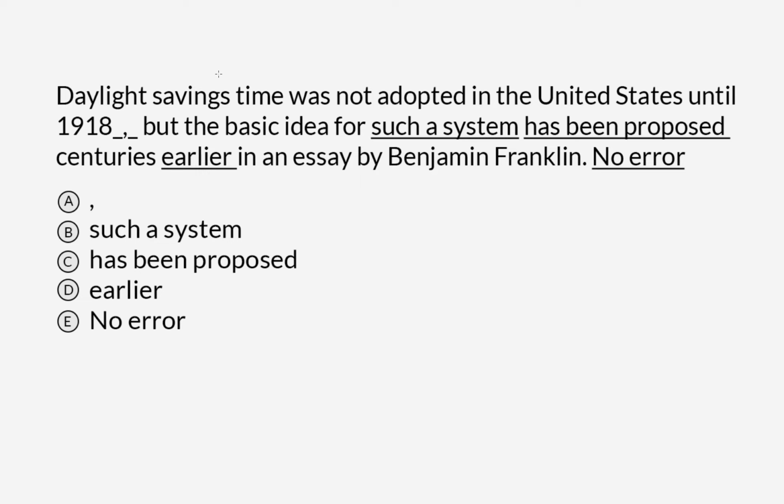So we've got daylight savings time was not adopted. This is an independent clause. Here's a comma. Here's what we call a coordinating conjunction. But I would say this comma is being correctly used to join these two independent clauses. The basic idea for such a system has been proposed. That's an independent clause. Daylight savings time was not adopted. That's an independent clause. Comma plus this kind of conjunction is completely kosher. Cross that off.